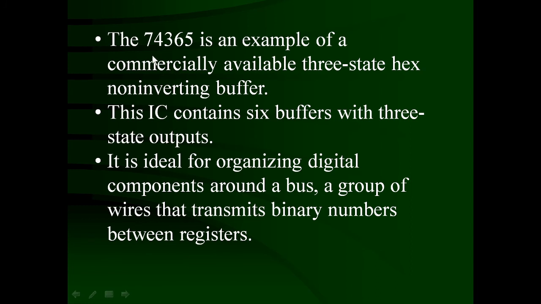The IC 74365 is an example of a commercially available three-state hex non-inverting buffer. This IC contains 6 buffers with 3-state output. It is ideal for organizing digital components around a bus system, a group of wires that transmit binary data between the different registers. Registers are temporary storing devices.